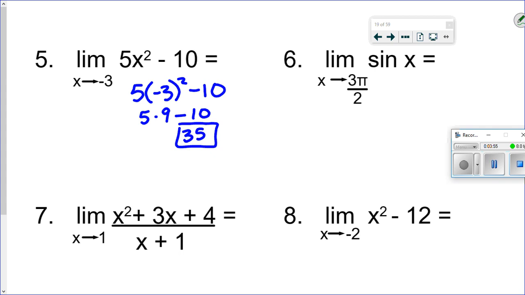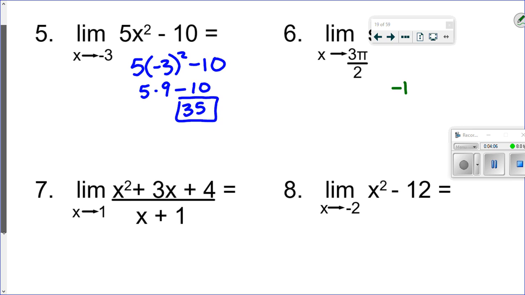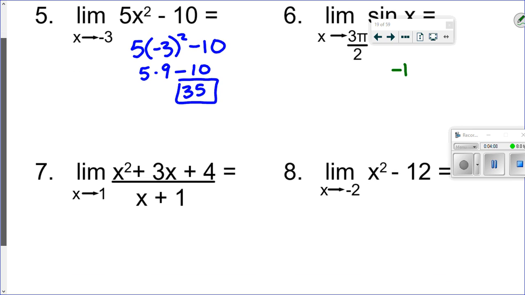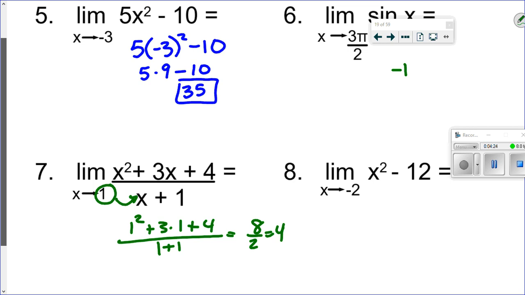Alright, you should have paused me and you should have come back and you should have answers. The answer to number 6 should be -1 because the sine of 3 pi over 2 is -1. The answer to number 7, if you plug 1 in, you have 1 squared plus 3 times 1 plus 4 over 1 plus 1. So we have 8 over 2, which is 4. There's no problem with plugging 1 in because it does not make the bottom of that fraction 0. 1 plus 1 is 2.